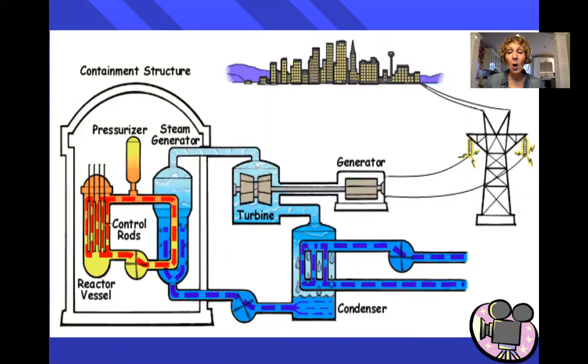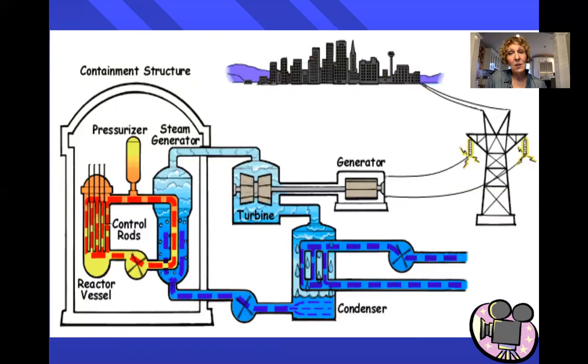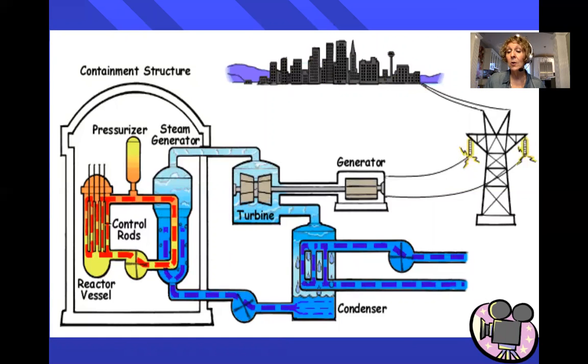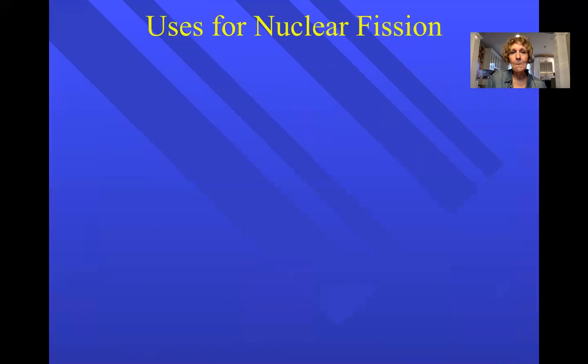It creates no carbon dioxide, and it creates a lot of electricity. And where we live in York, Pennsylvania, we used to have two nuclear reactors. We had Three Mile Island and Peach Bottom, and now Three Mile Island has been retired, but we do have Peach Bottom that produces a lot of our electricity.